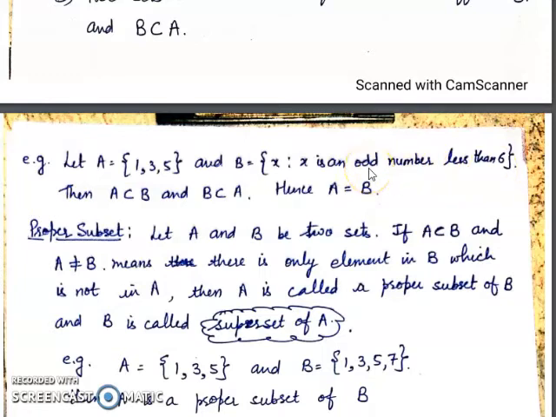Here odd number means natural number. It must be mentioned here, odd natural number. Odd natural numbers less than 6 are 1, 3 and 5. So it means A is a subset of B because A is 1, 3, 5 and B is also 1, 3 and 5. B is also a subset of A. So therefore A is equal to B. Clear? Now come to the next.